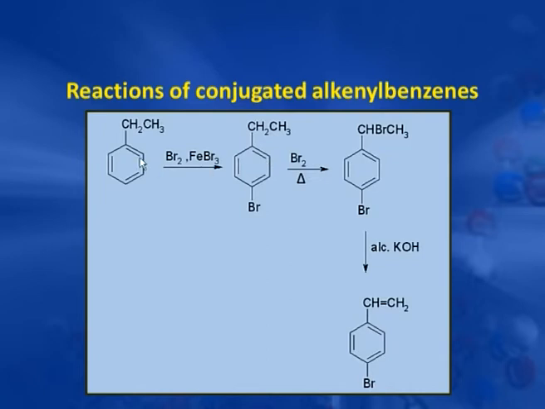because the ethyl group is ortho and para directive. So, it gives a mixture of ortho and para-bromo. So, we take para-bromo ethyl benzene and then we introduce a double bond in the side chain. So, for this we do the bromination in presence of light or heating. So, side chain bromination takes place and then dehydrohalogenation with alcoholic KOH. So, we get a double bond here. So, in this way we can prepare para-bromostyrene.